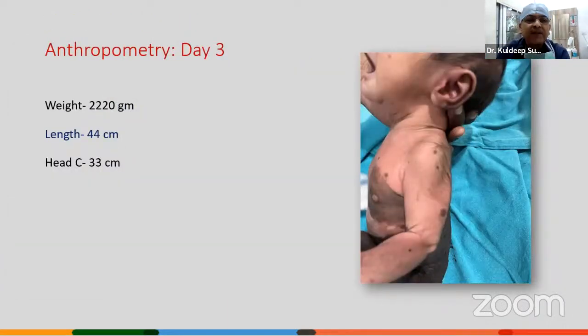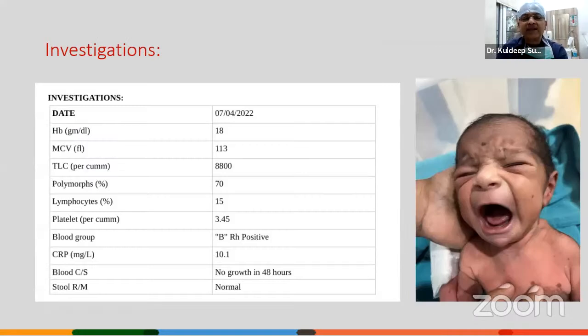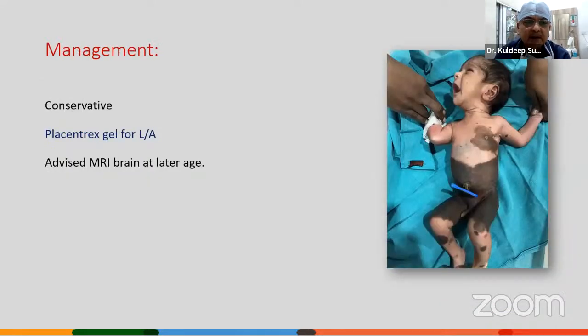He came on day 3 with a weight of 2 kgs 220 grams, length of 44 centimeter, head circumference of 33 centimeter. These are the most baseline investigations. Everything was normal. The child came in an irritable condition to begin with, actually. So as many investigations as possible were done, including blood culture, and everything was normal. The septic screen was normal. Baby was fine otherwise hemodynamically.